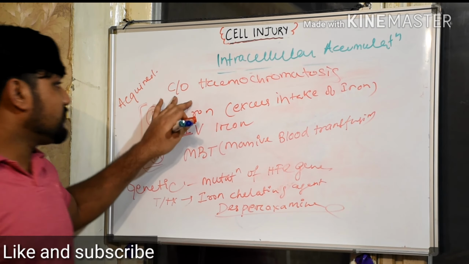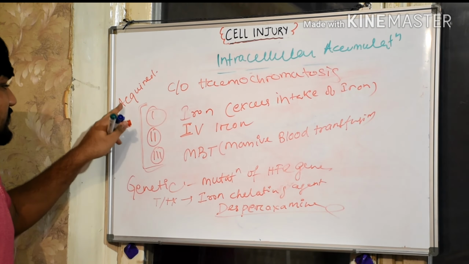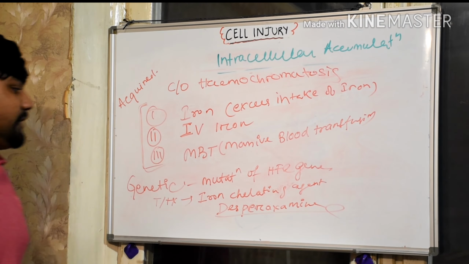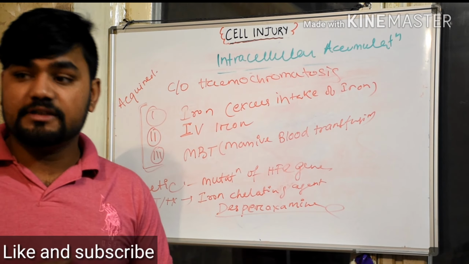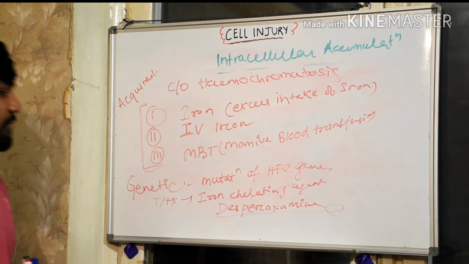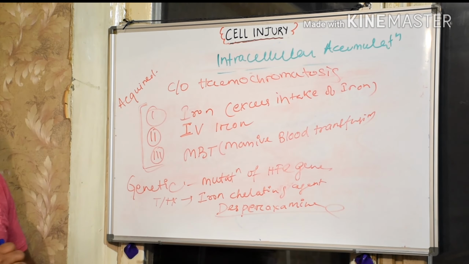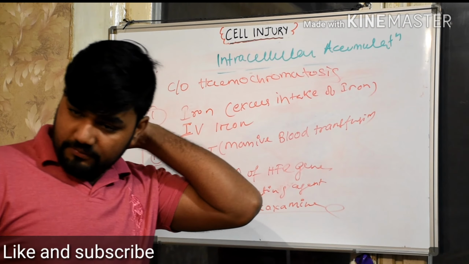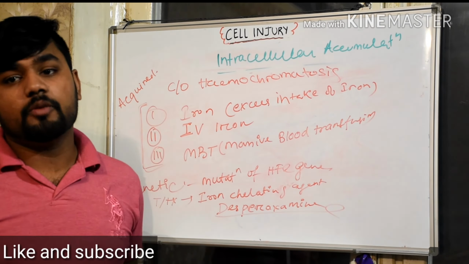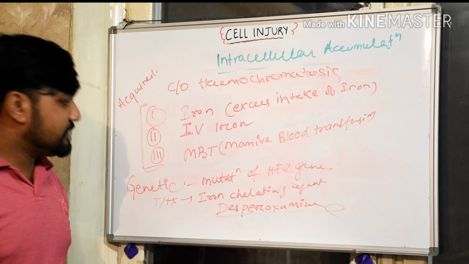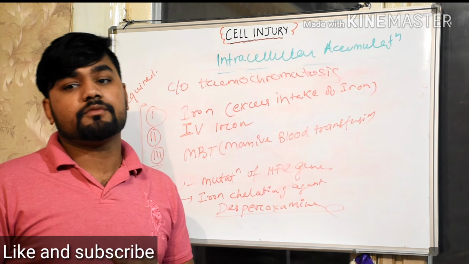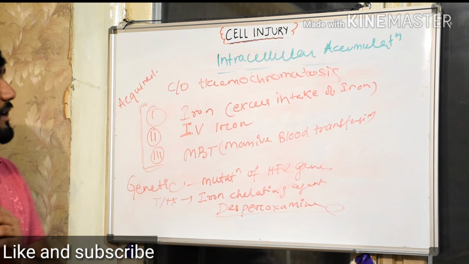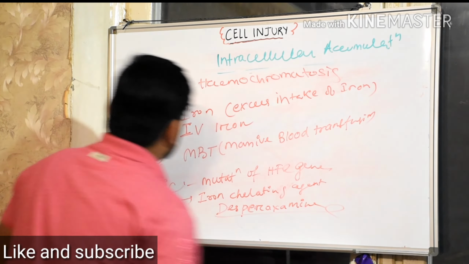So causes you know now: there are two, acquired and genetic. Now the treatment is an iron chelating agent, that is desferrioxamine. You should remember the iron chelating agent is desferrioxamine. Suppose there is toxicity of any metal, suppose copper, then we will take a chelating agent of copper. Which is the chelating agent of copper? That is D-penicillamine. Okay, that's the end.